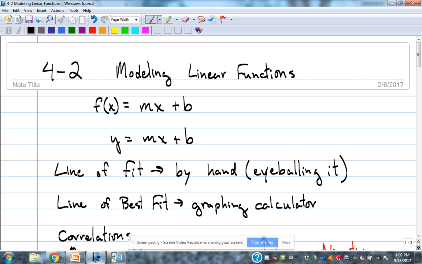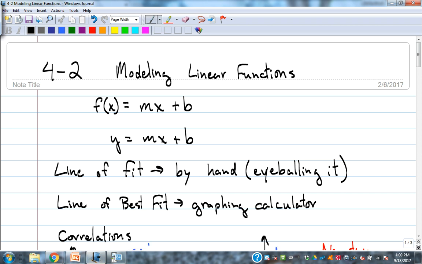The line of best fit we're also going to do today using the graphing calculator. So we're going to learn how to do linear regression with the graphing calculator. If you've never done that before, it's not very hard. But we're going to talk about how to do that today. So when we get to that, you might want to pay close attention to the buttons that we're pushing and all that stuff so we can get there.